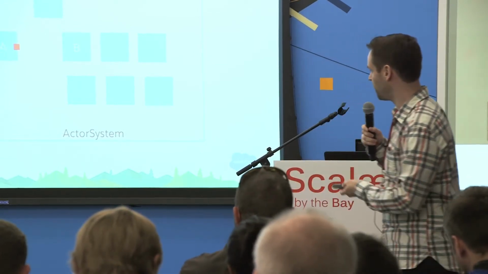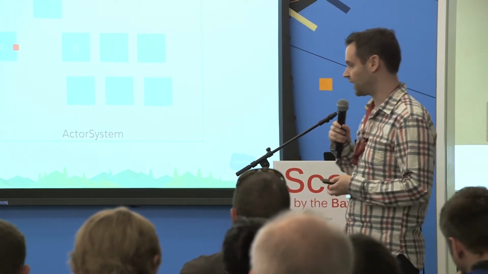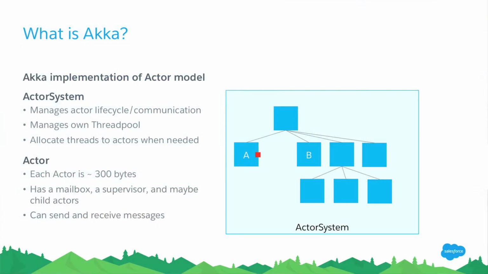Actors in Akka have a mailbox, a supervisor, which is the parent, and possibly child actors. And so all messaging is asynchronous, so actor A can send a message to actor B, and sometime later in the future, actor B can respond and send a message to actor A.